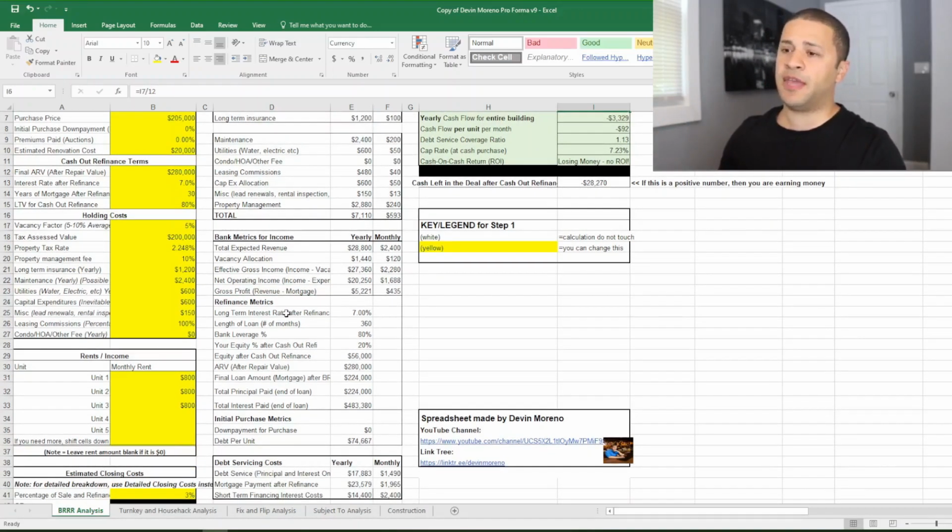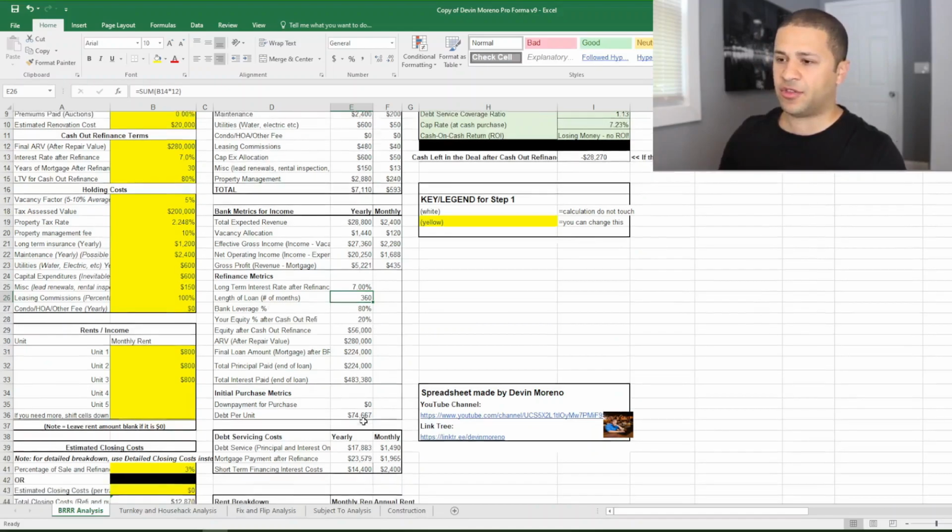So basically, for the refinance metrics, we're going to be looking at the rates. This is the terms of the loans, kind of reminding you in a lot of cases, but it's also for the calculations, like that 30-year calculates into 360 months. So this is helping the calculations along.